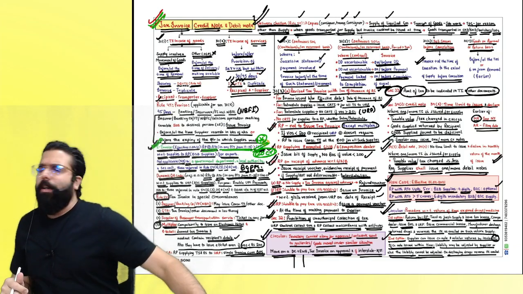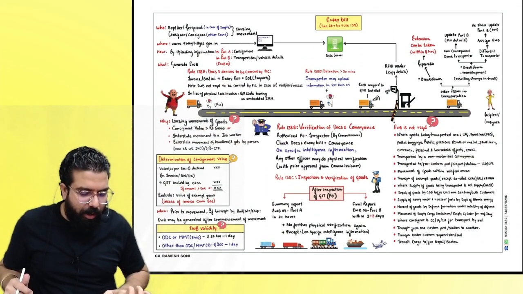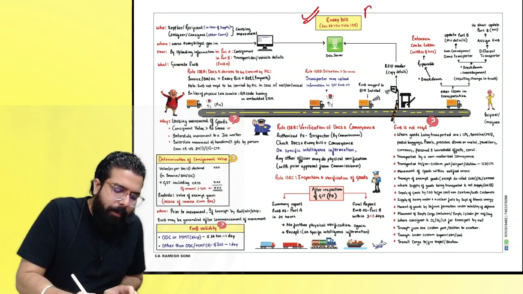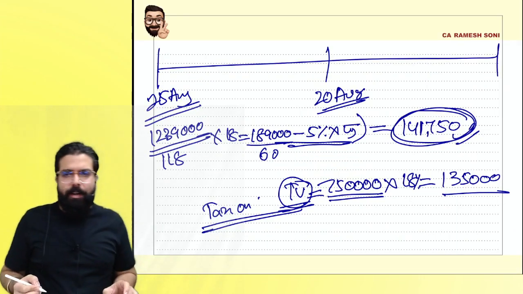Alright, people, the next chapter which we are going to start is the chapter of E-Way Bill. B graded chapter, 2 to 4 marks is the maximum expected. Let's do this chapter. What does it say, everyone?